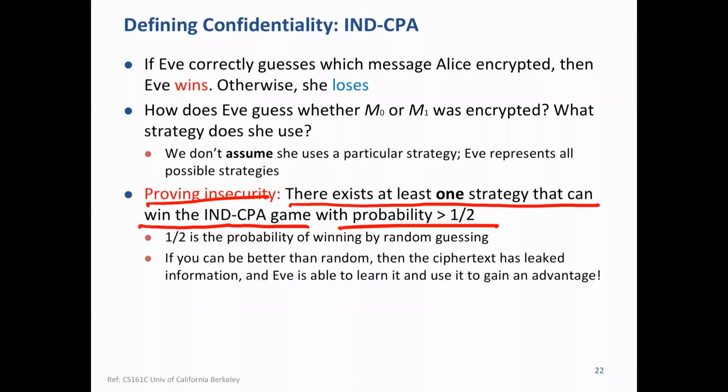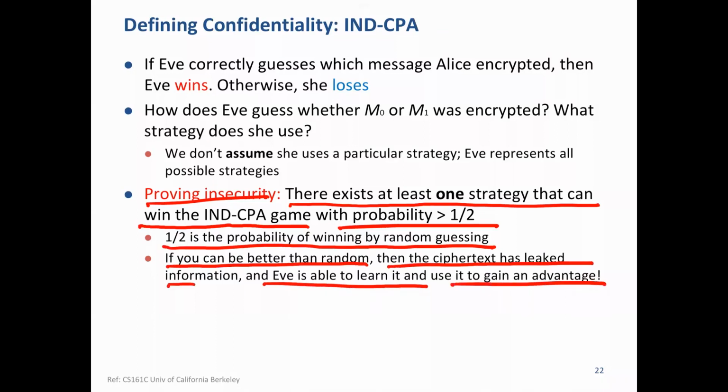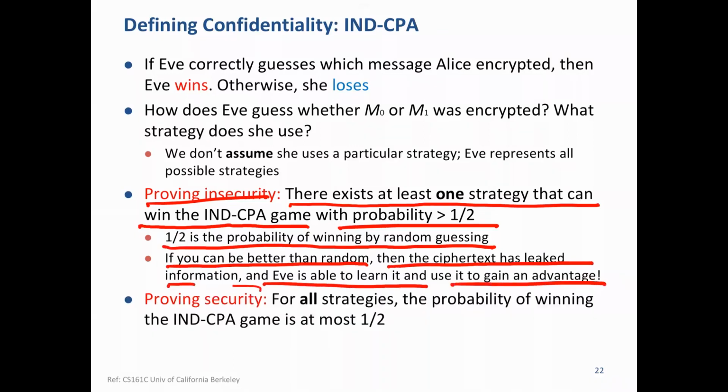Basically, you know that half is the probability of winning by random guessing. If Eve is able to do much better than random, then the cipher has leaked information, and Eve is able to learn and use it to gain an advantage. Similarly, proving security means that for all strategies, the probability of winning the IND-CPA game is at most half. If it is significantly more than half, then it is insecure. Otherwise, the method is secure.